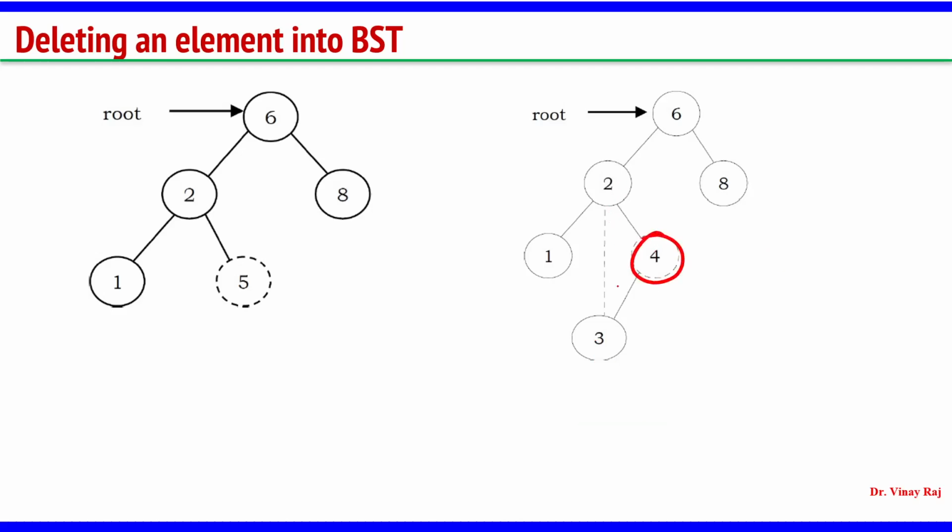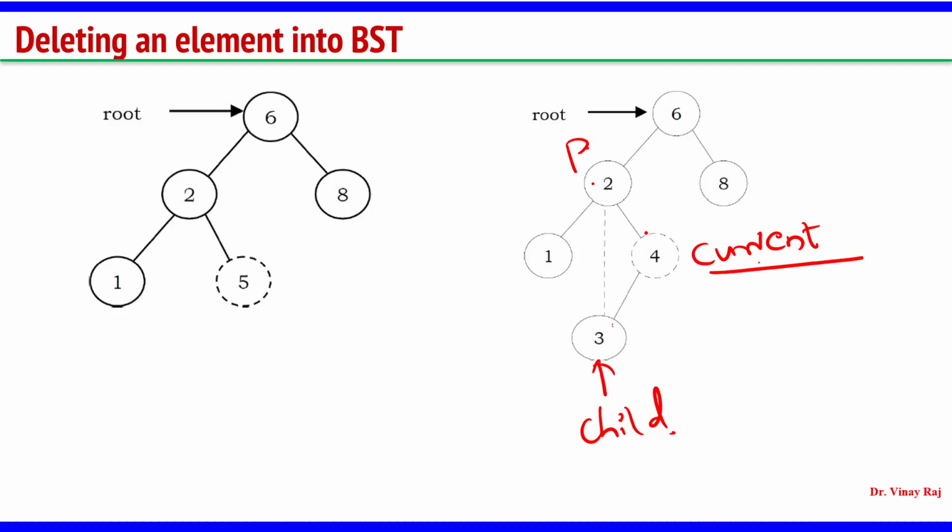To delete a node which has at least a single child, its parent we are mapping. Okay, how are we mapping? You see, this is the parent, this is the current, and this is the child. In this case, if parent's left is the current, then parent's right will be the child. Otherwise, if parent's left is current, then parent's right will be the child. Okay, that way we have to map it.